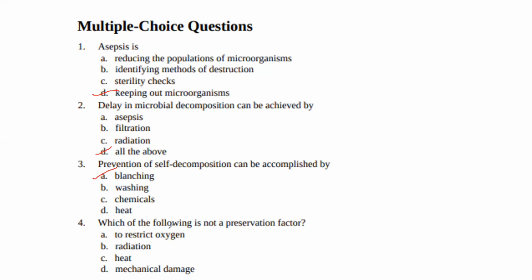Next is, which of the following is not a preservation factor? The first one is to restrict oxygen, next is radiation, next is heat, then option D is mechanical damage. So the correct option is mechanical damage.